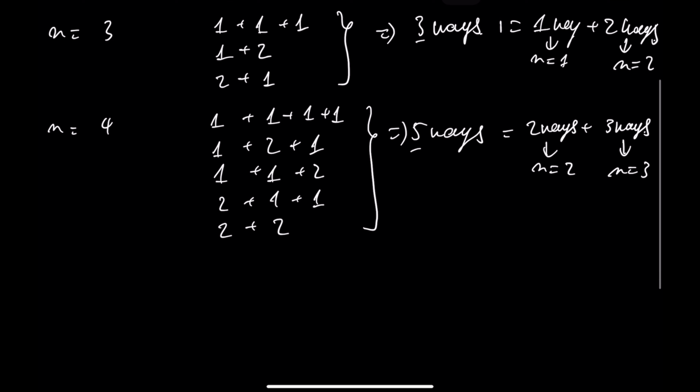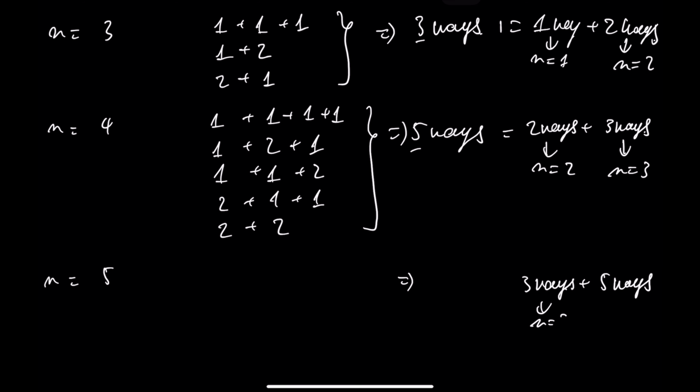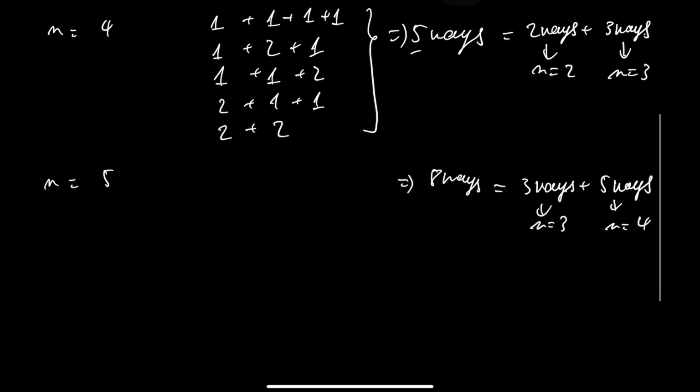Let me make sure this formula works by adding n equal to 5. With this, we can anticipate that n equal to 5 would be equal to 3 ways plus 5 ways. This part I get from n equal to 3, and this part from n equal to 4. So we know this will be 8 ways. So let's list it out to see if it's actually 8 ways.